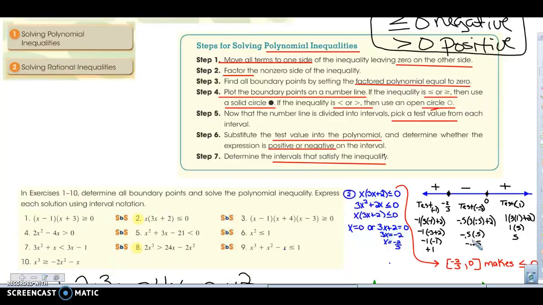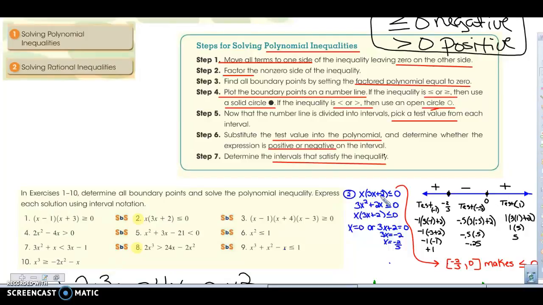So we got a negative value. And that's what we're concerned with right now, is whether or not it's positive or negative. So that's what we label this entire section will generate negative values. Over here, anything greater than 0, I chose 1. And when I plugged it in, I got a positive 5. So I labeled that positive.